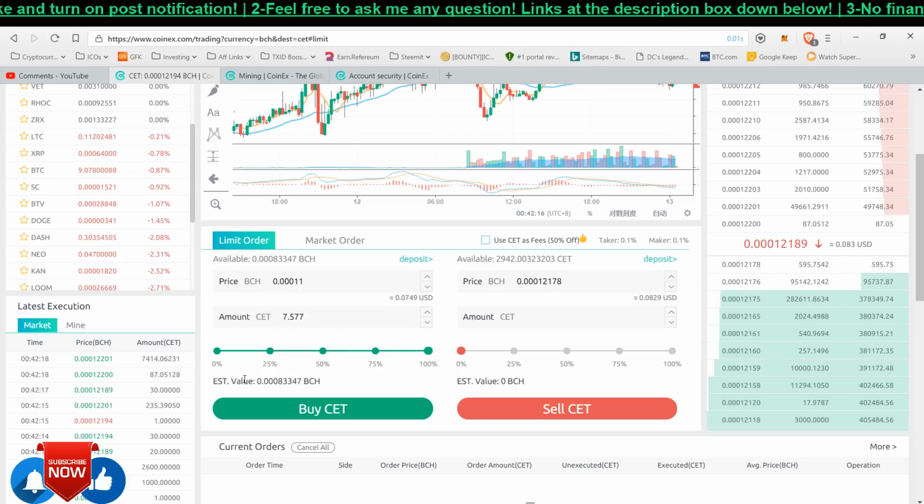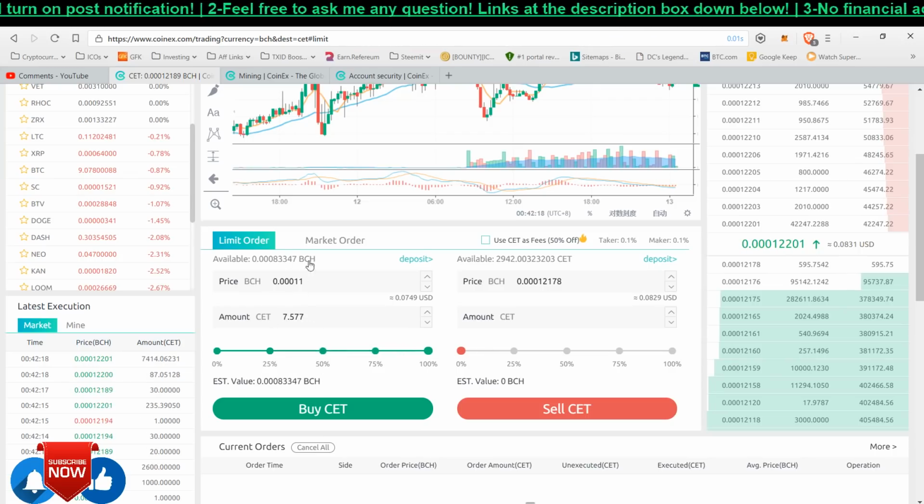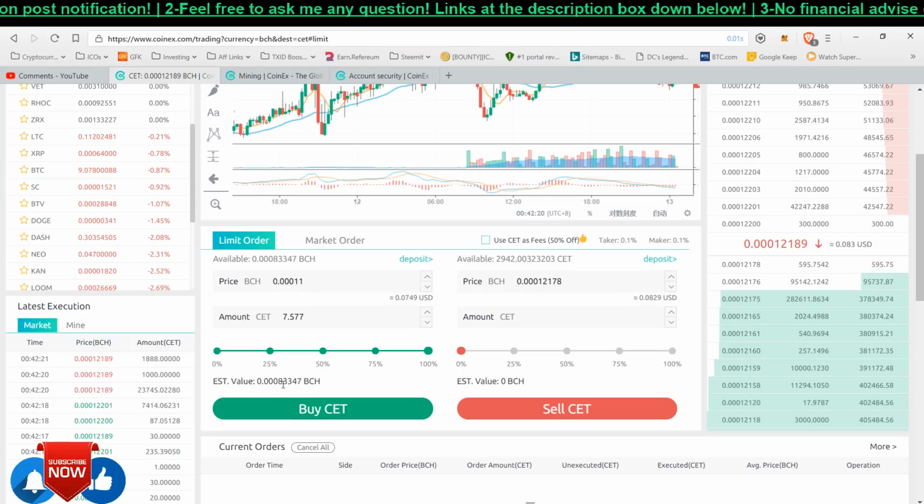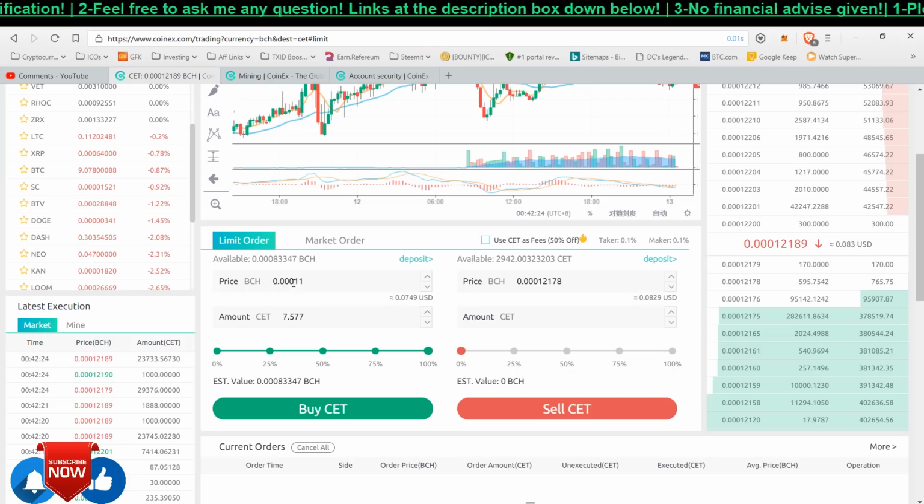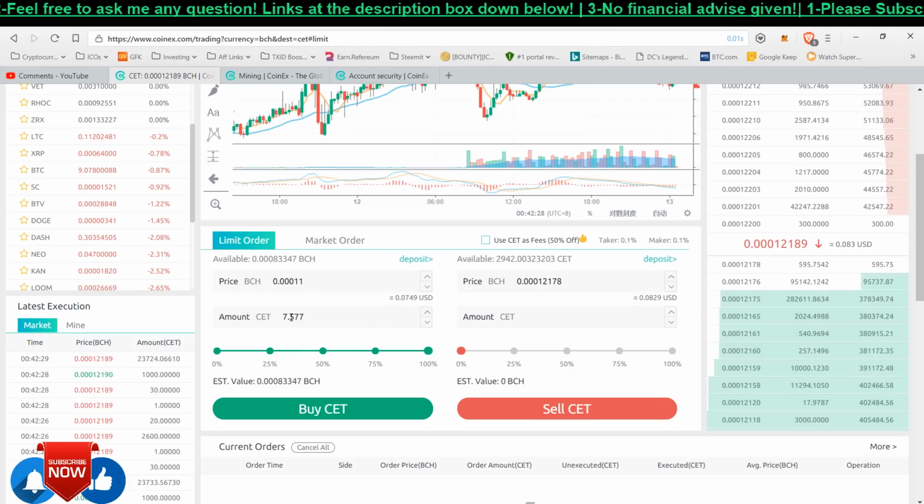So as you can see, I only have this amount of Bitcoin Cash in my wallet which is available for me to trade, and after that, as you can see here, 0.00011. And after that, the amount of CET I'm going to get is 7.577. So this is for the sell.